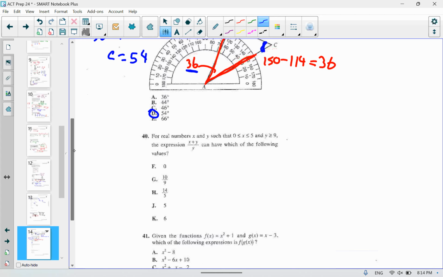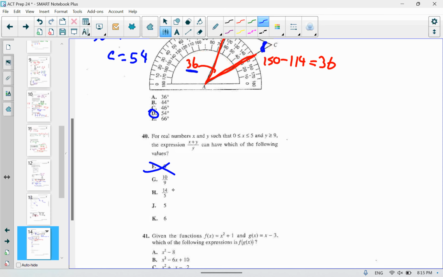Okay, for real numbers, which of the following can be true? 0 can never be true because I would need the top to be equal to 0, and I'm never going to get that. Because even if x is 0, y has to be some value. 10/9 is possible, so let's hold on that for a second.